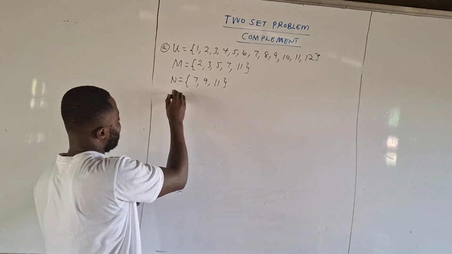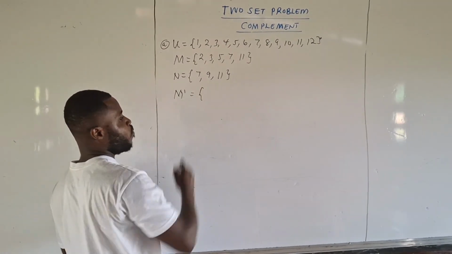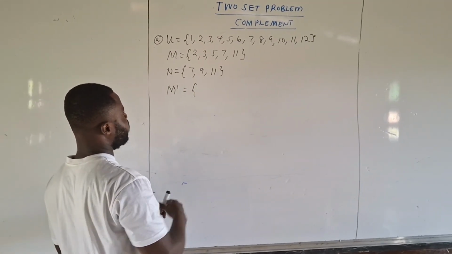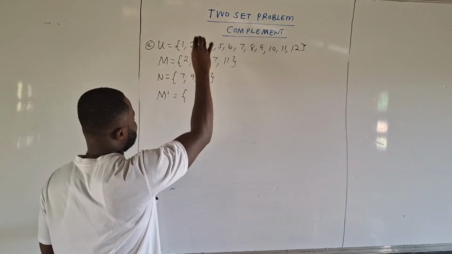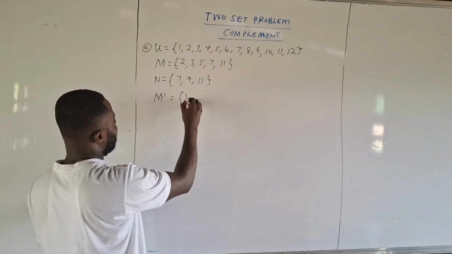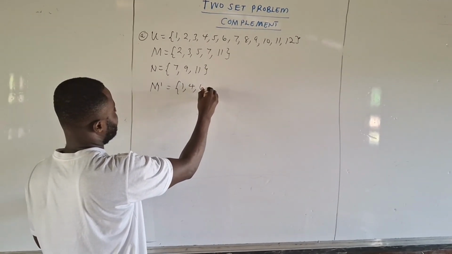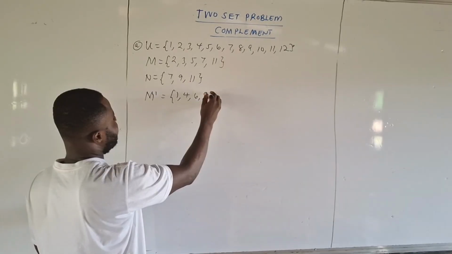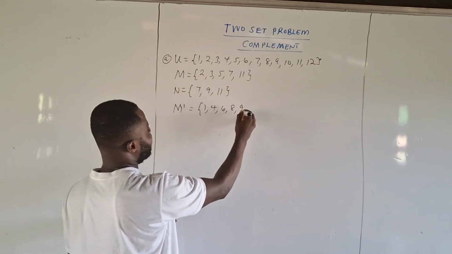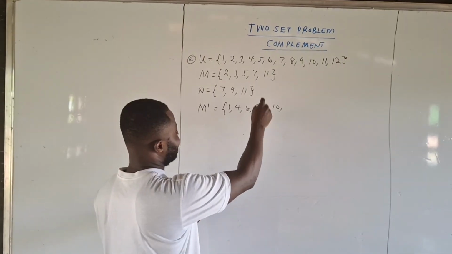Now we have to find M complement. M complement means you are going to compare the universal set to set M. What numbers are in the universal set that are not in M? So we can have 1, 4, 6, 8, 9, 10.